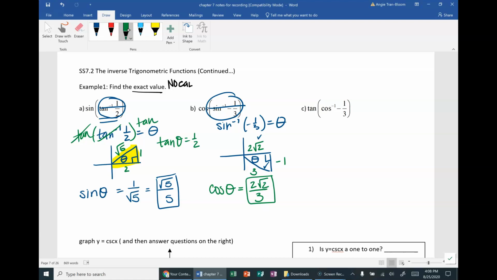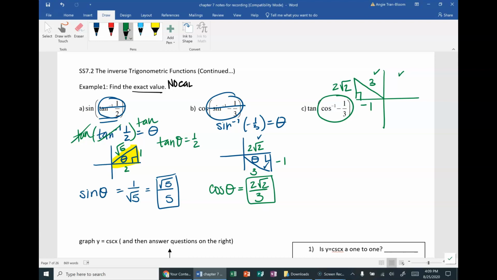Last part of example 1. Similarly, we want to find tangent of cosine inverse of a negative 1/3. And again, just like the other one, we know this is some unknown angle. Draw a triangle. Think about the restriction of cosine inverse. Cosine inverse is restricted to quadrants 1 and 2. Now, because it's negative, we know it has to be in quadrant number 2. Cosine is going to be adjacent over hypotenuse. This is very similar to the other one that we just finished. So the y value would be 2 rad 2 using Pythagorean theorem.